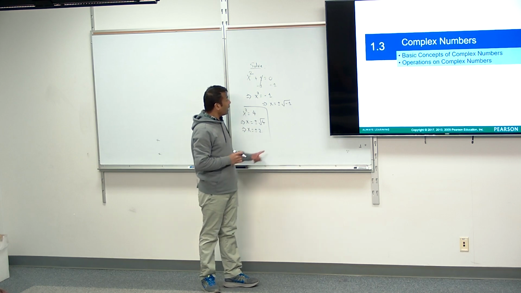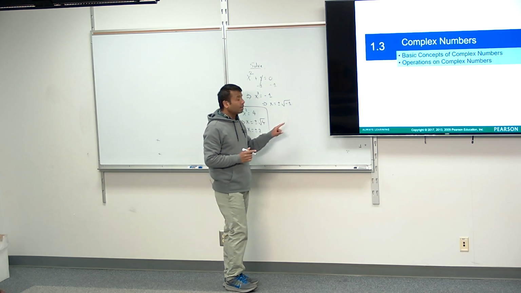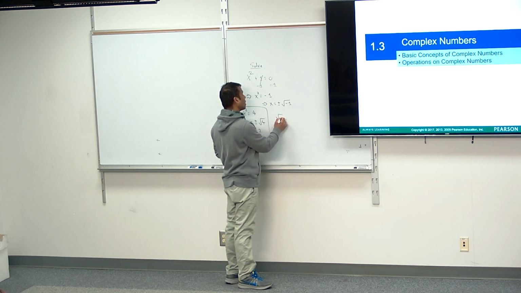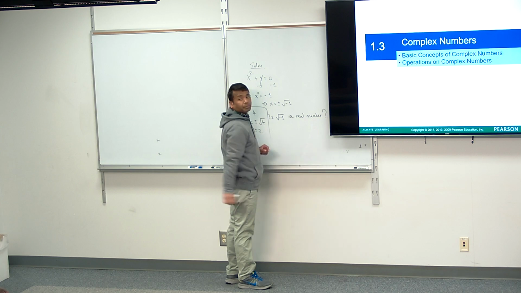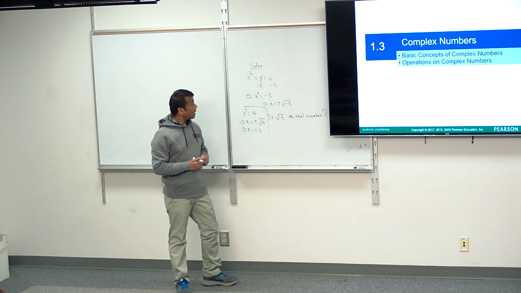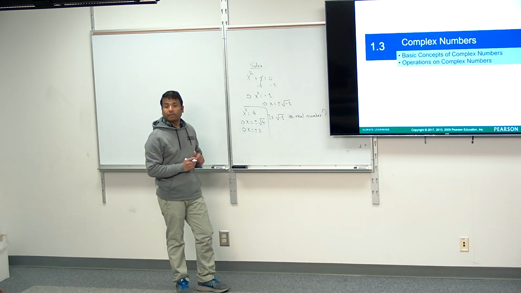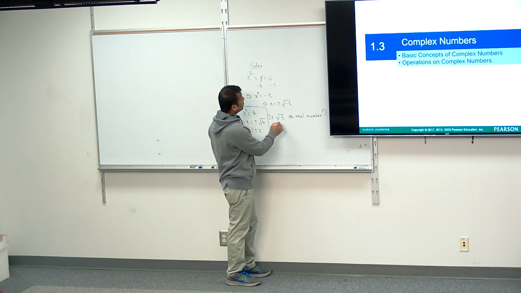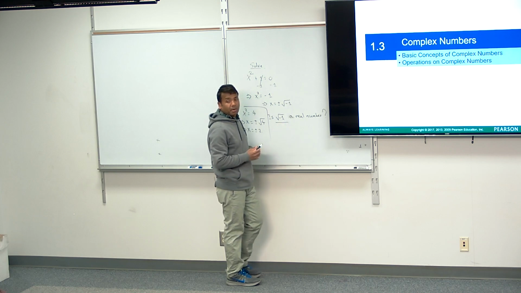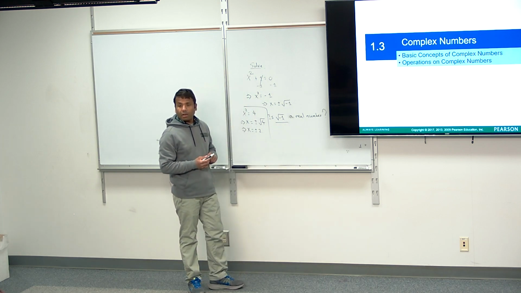Now this radical -1, or square root of -1, is this a real number? What do you think? Is radical -1 a real number? No, right? So this is not a real number. So the radical of any negative number is not a real number.